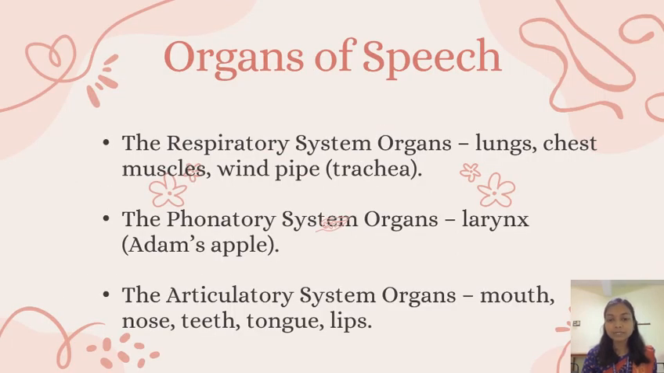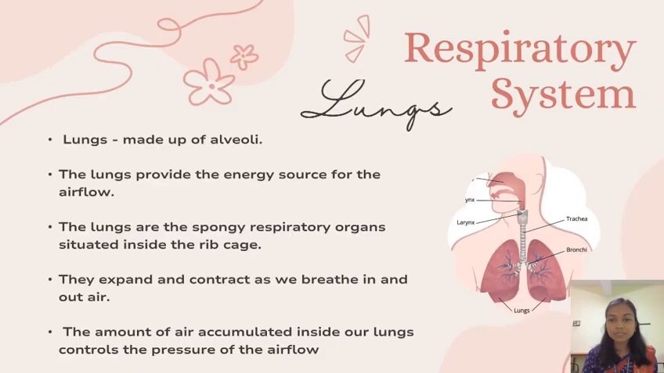So the organs of speech are the respiratory system organs, which are the lungs, chest muscles, and windpipe, that is also called the trachea, and the phonatory system organ, that is the larynx. In other words, it is called the Adam's apple. The next is the articulatory system organs, which are the mouth, nose, teeth, tongue, and lips. So first, let's see the respiratory system organs.